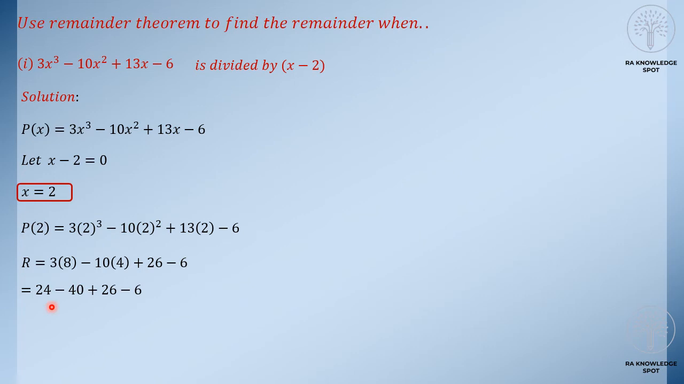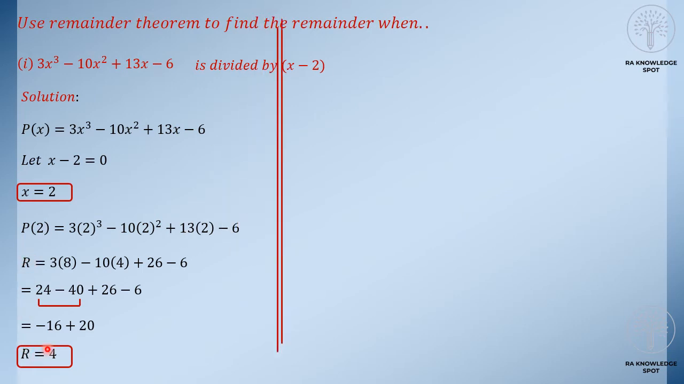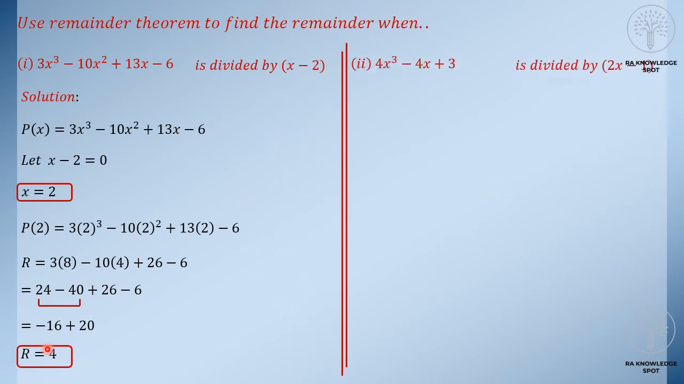2 power 3 means 8, 10 2s are 4, 13 2s are 26 minus 6. When you solve it further, 8 3s are 24, 10 4s are 40 plus 26 minus 6. Now when you solve these terms, after solving you will get minus 16, 26 minus 6 will be 20, and finally this is the value of the remainder. No need to write r again, you just write it this way where you start and at the ending point. So this is the answer.